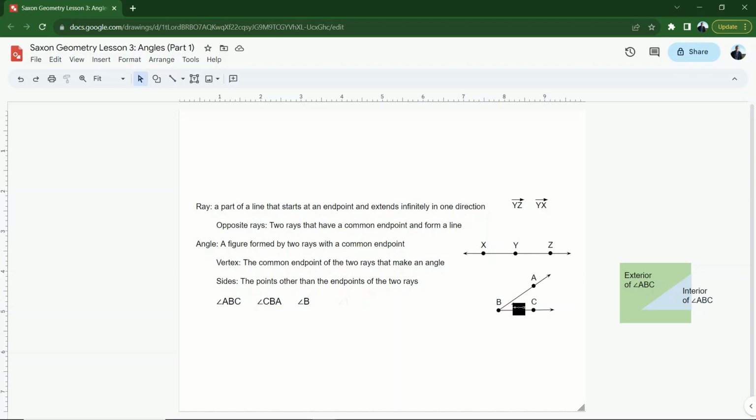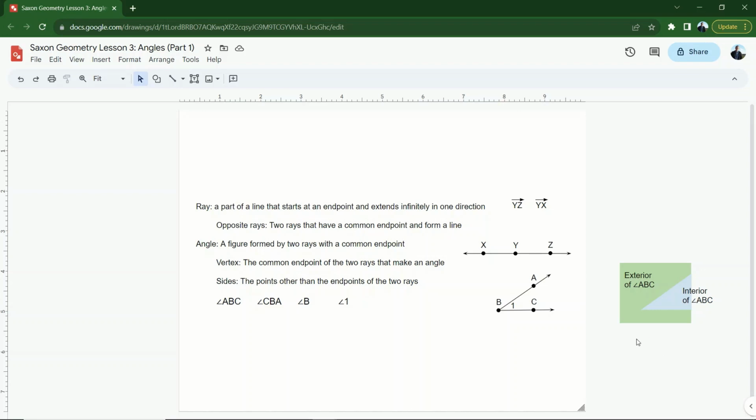And then finally, notice I have this little number 1 in here. You could also name an angle by its number. So if in the figure there are numbers given to each angle, you can refer to that number instead of referring to any of the letters.